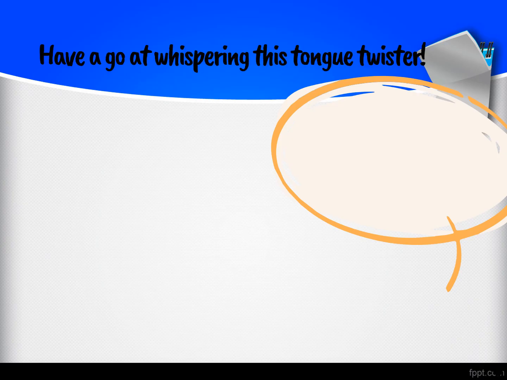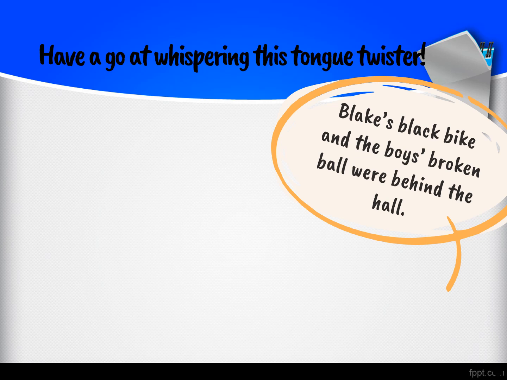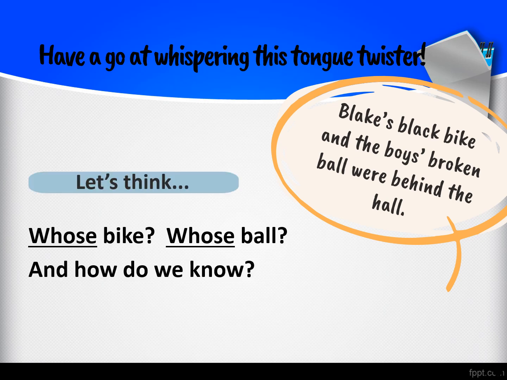We will do this tongue twister. Blake's black bike and the boy's broken ball were behind the hall. Now you have to understand. Let's think. Whose bike? Whose ball? And how do we know?